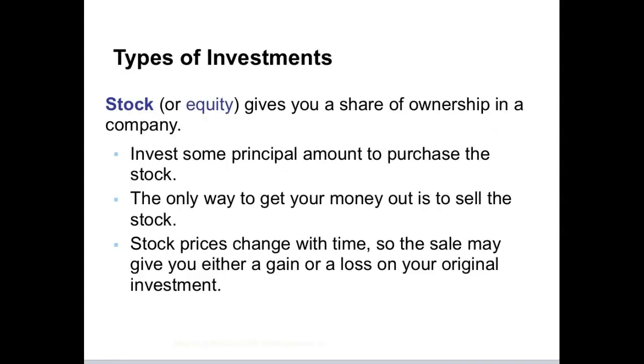So we're going to talk about types of investments now. We're going to talk about stock first, and stock, as you probably know, gives you a share of ownership in a company. So just the most basic idea is you're going to invest some amount to purchase the stock. And then the only way you get your money out is to sell the stock. And stock prices change over time. So if you bought it lower than you sold it, then you made money. If you sold it lower than you bought it, then you lost money.